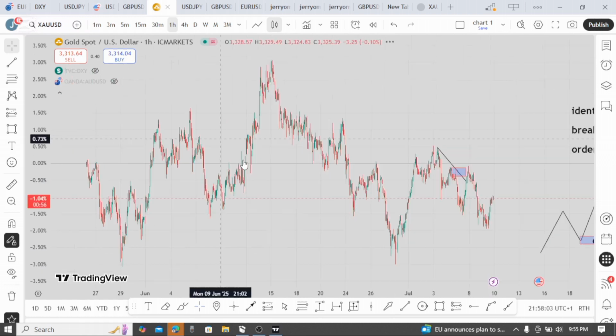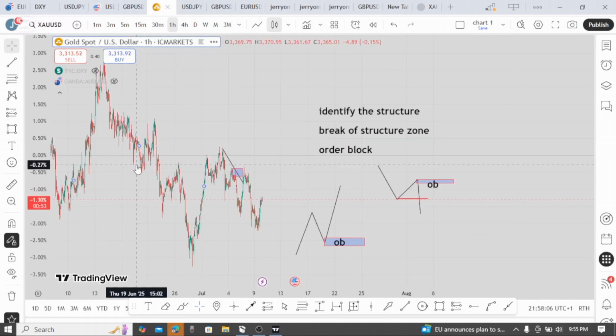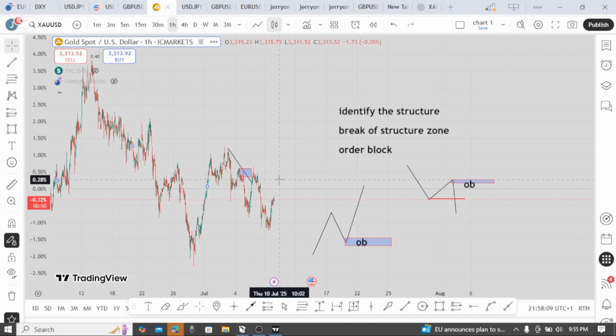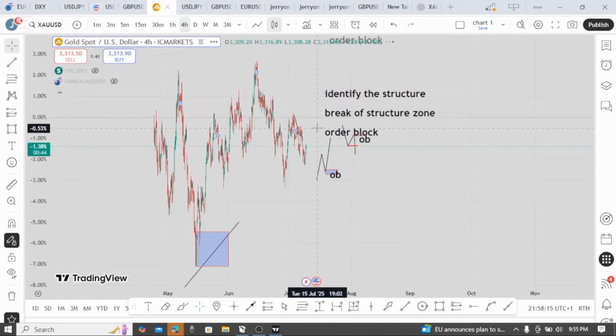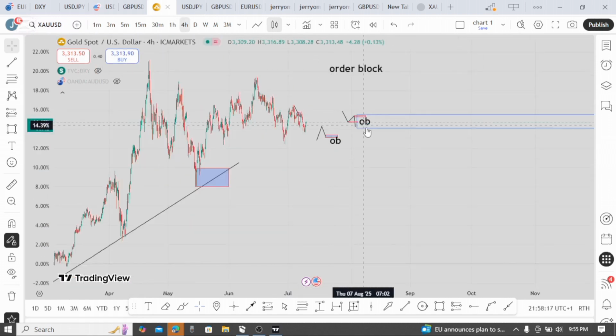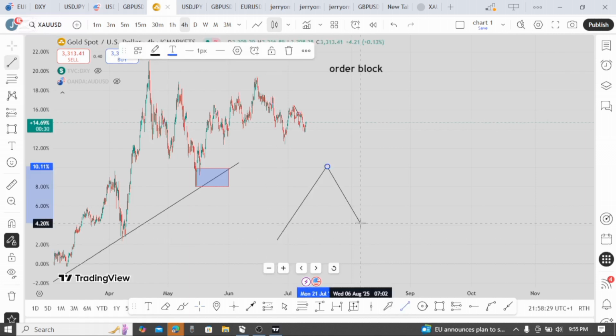So now, since you have known what an order block is, how do you trade using an order block? Let me show you how you trade using an order block. How you are going to trade using an order block is very simple. Now let's assume we are still going bullish. This is what we are expecting.